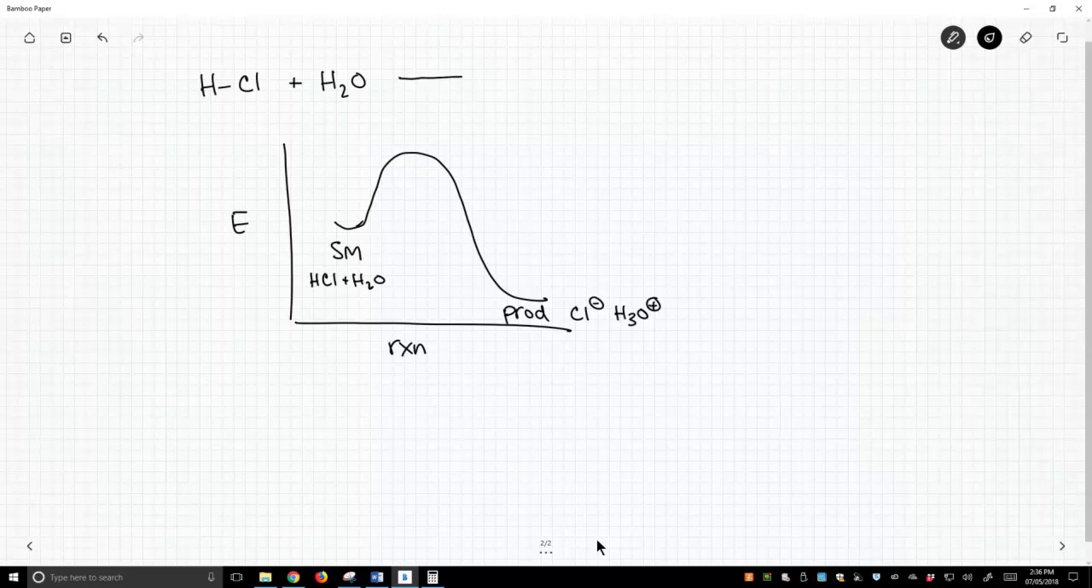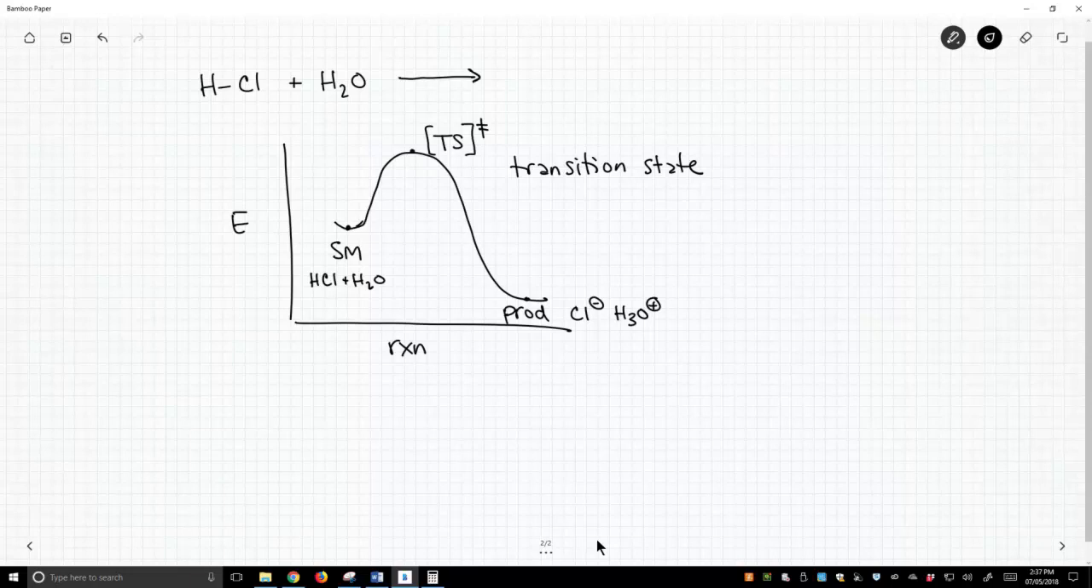Well, it turns out in the middle, this peak is a theoretical point called the transition state. I'm going to write TS. Sometimes people will put it in brackets, and they give it the dreaded double dagger, but that stands for transition state. What is the transition state? The transition state is something in between your starting materials and your products.